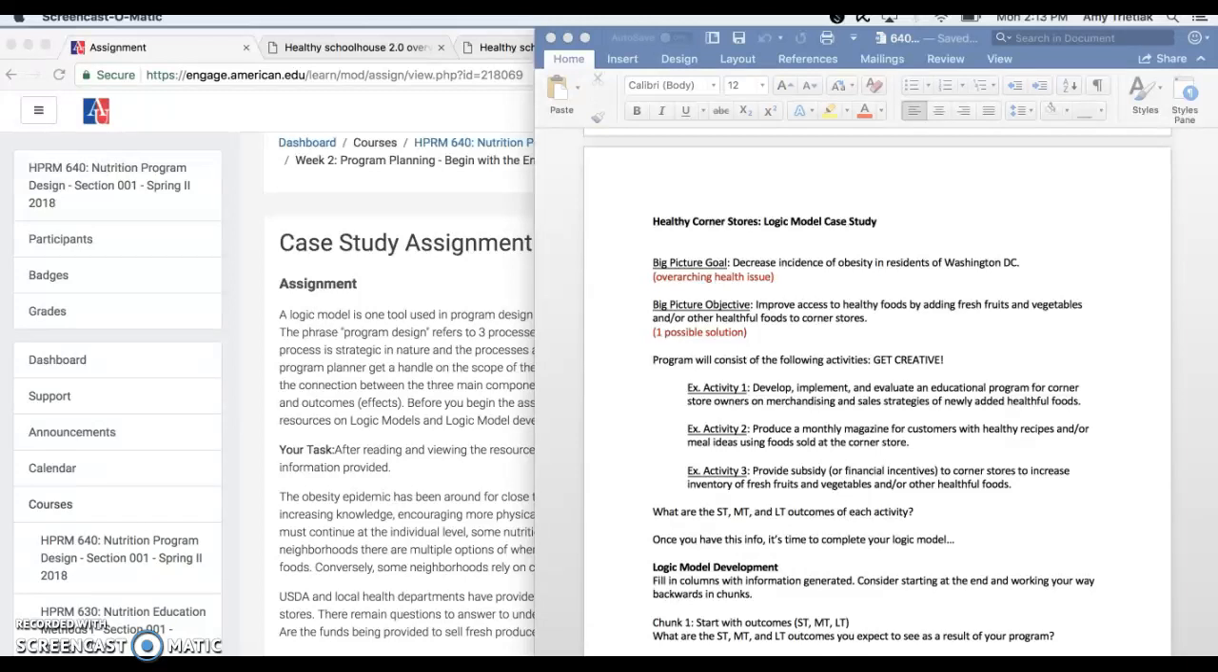Hi guys, so this is part two of our logic model discussion. I wanted to go back now that we've reviewed the logic model interactive together, and review the case study assignment from week two for the logic models.